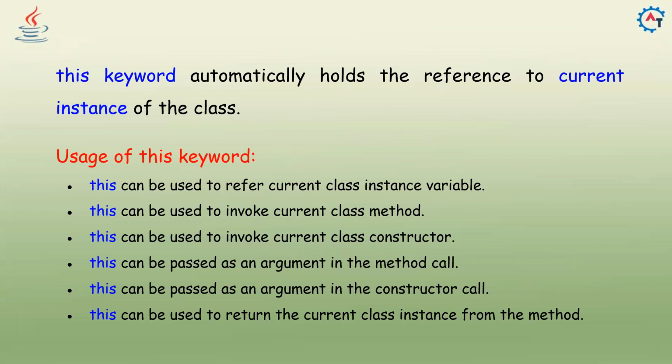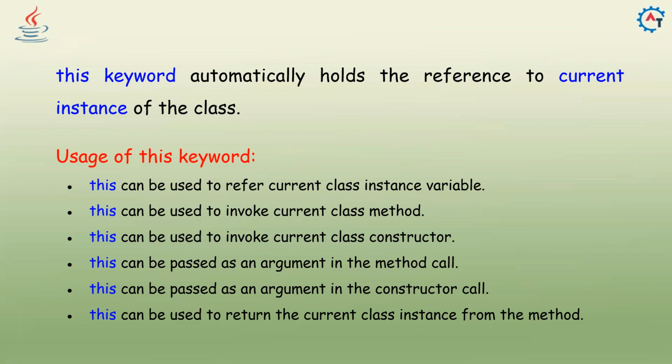Okay. So how many ways can you use this keyword? This can be used to refer to the current class instance variable. So it will hold the current class instance variable. This can be used to invoke the current class method. This can be used to invoke the current class constructor, and this can be passed as an argument in the method call. So apart from this, you can pass this keyword as a method argument, and this can be passed as an argument in the constructor call.